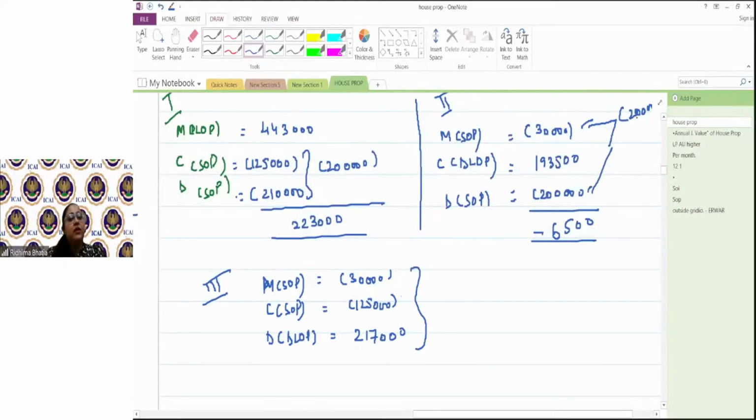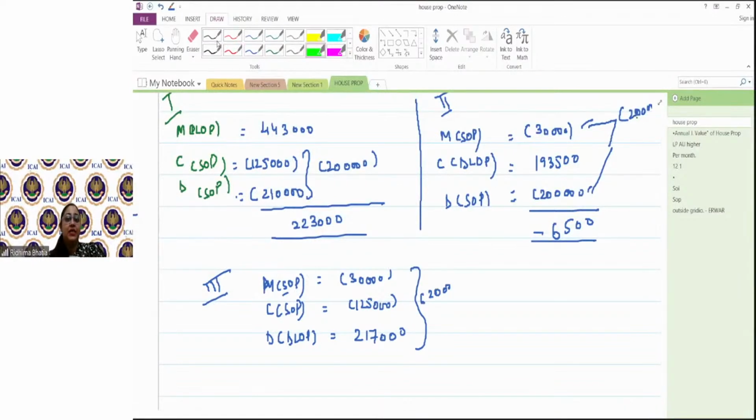यहाँ पे 125 and 30, it is within the limit, so full losses would be allowed. So 217 minus 125 minus 30. 62,000 is coming as net income.